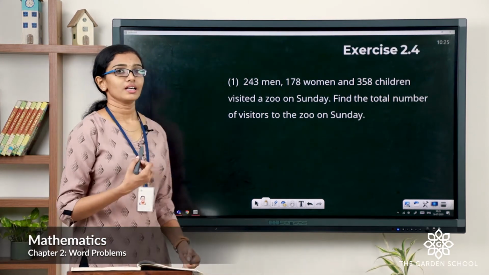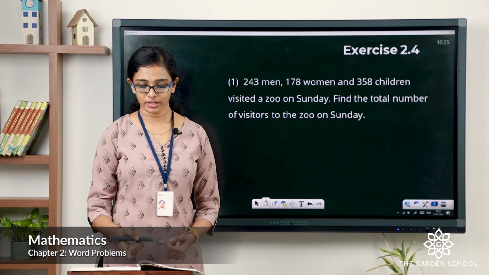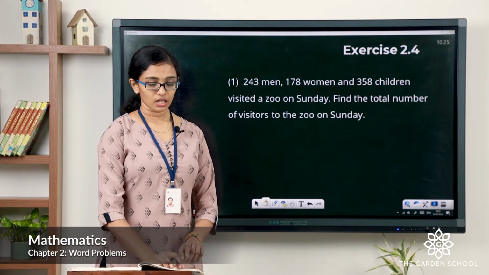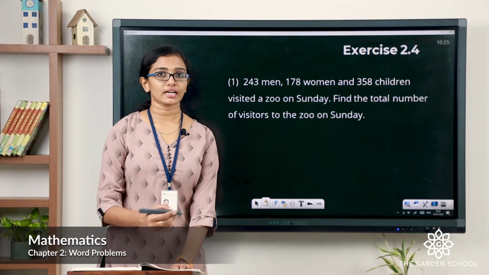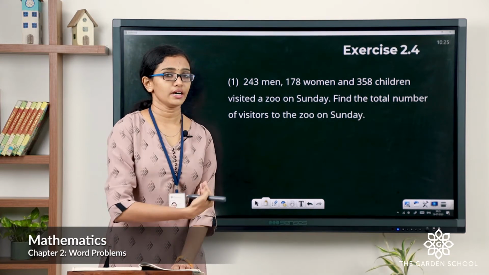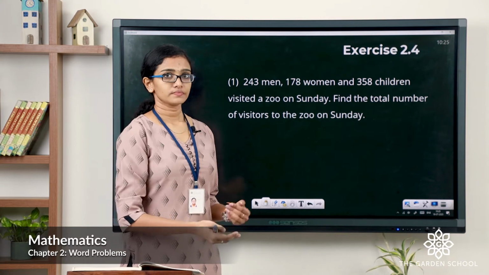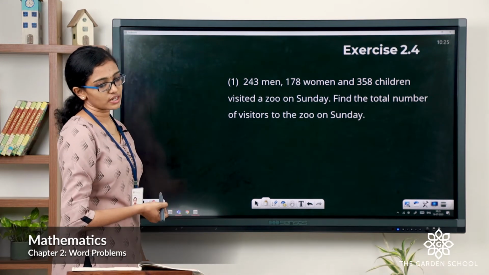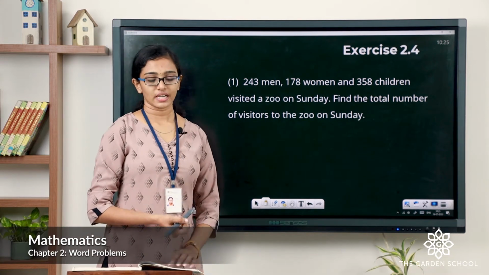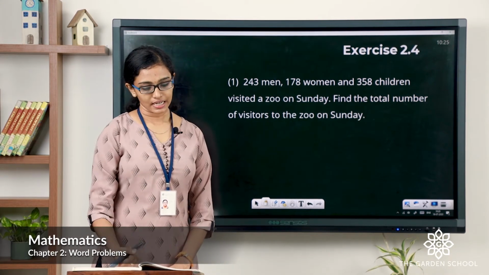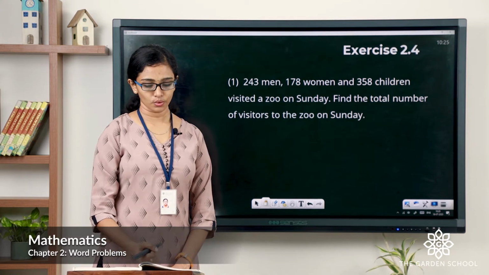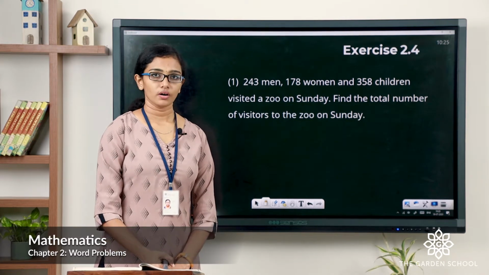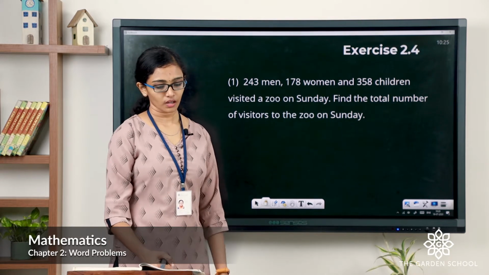Now, let's discuss the word problems given in exercise 2.4 in your textbook. You can look in your textbook and you can write down the answers as we discuss it here. You can write it along once we discuss it here. Okay. Now, what is the first question? 243 men, 178 women and 358 children visited a zoo on Sunday. Find the total number of visitors to the zoo on Sunday.